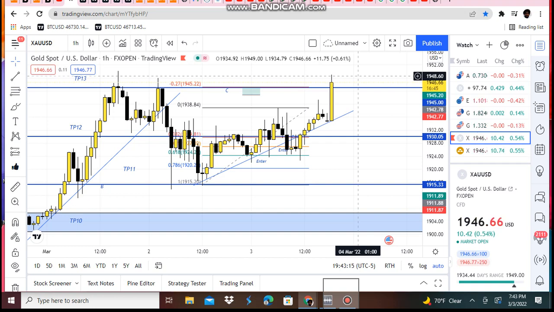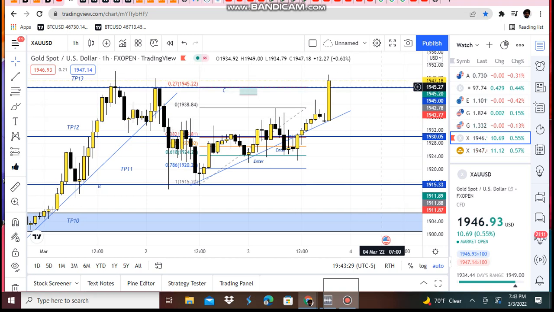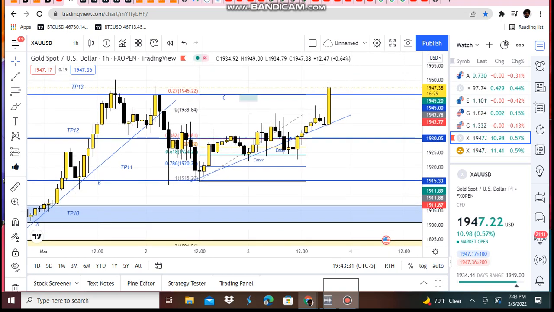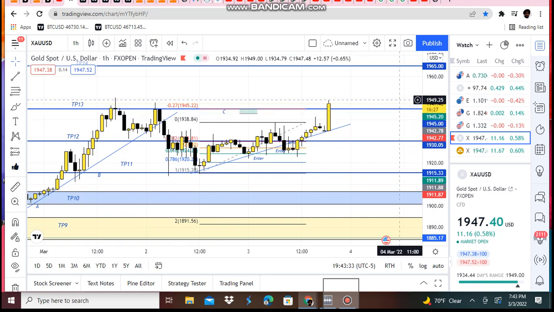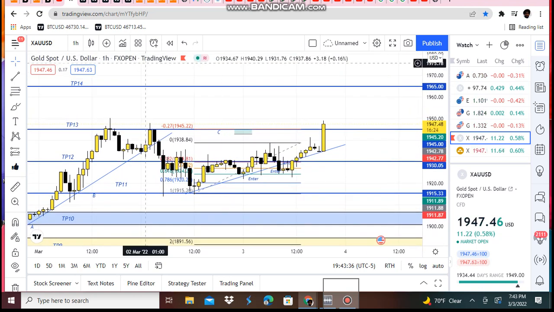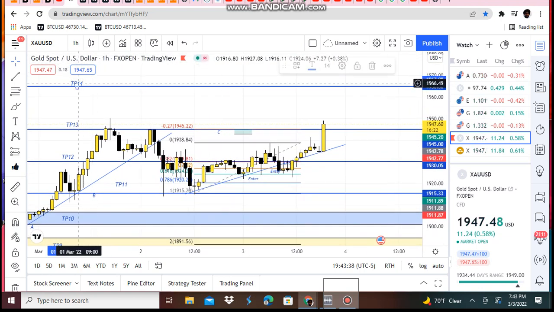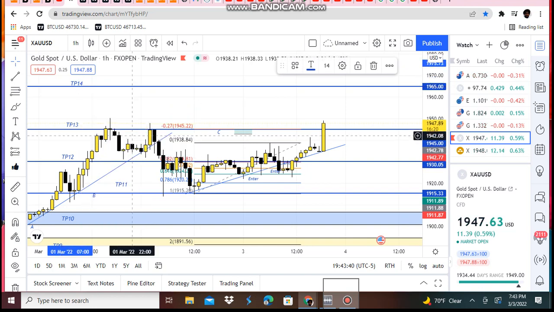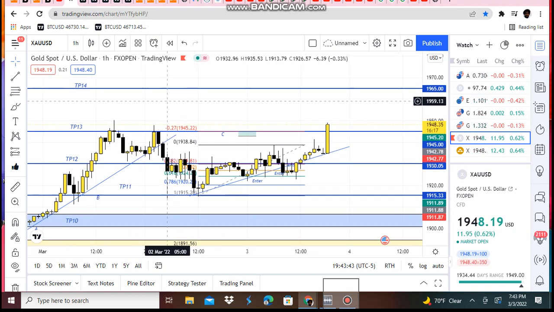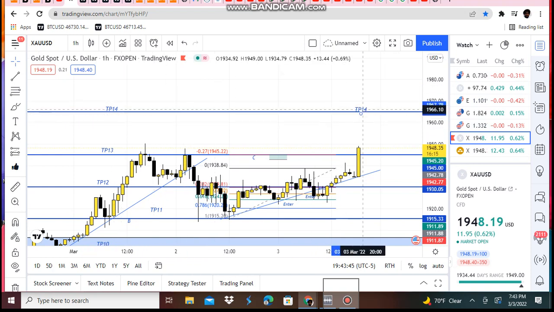Price did get all the way up here, all the way up to 1948, and now we see price wicking back down. We don't know if price wants to go above C, and we could go to take profit 14. If this is take profit 14, we can get back up here where we was just up last week, if y'all remember.